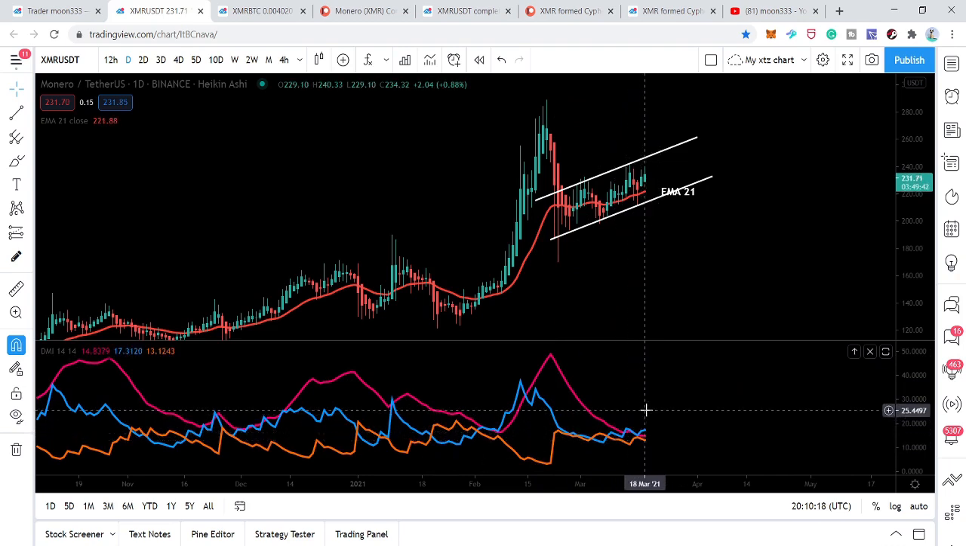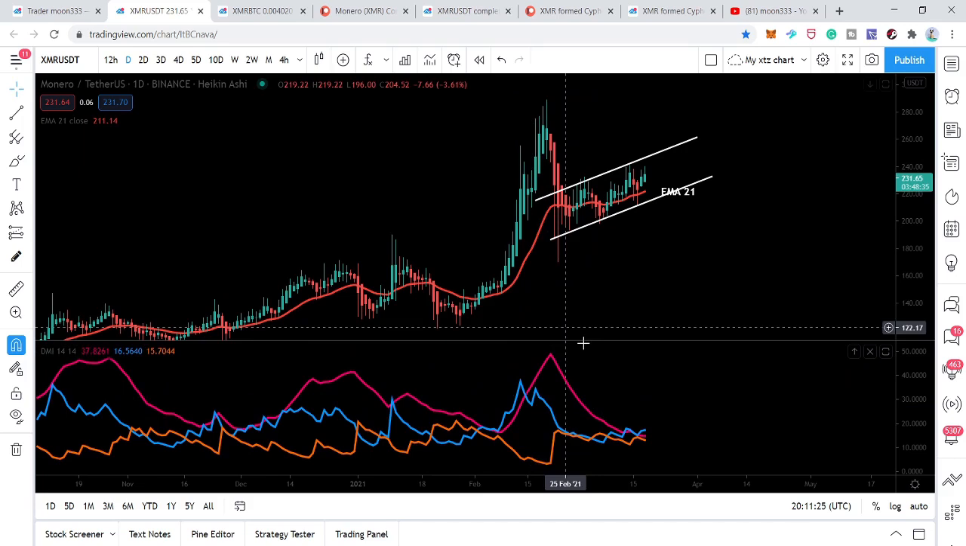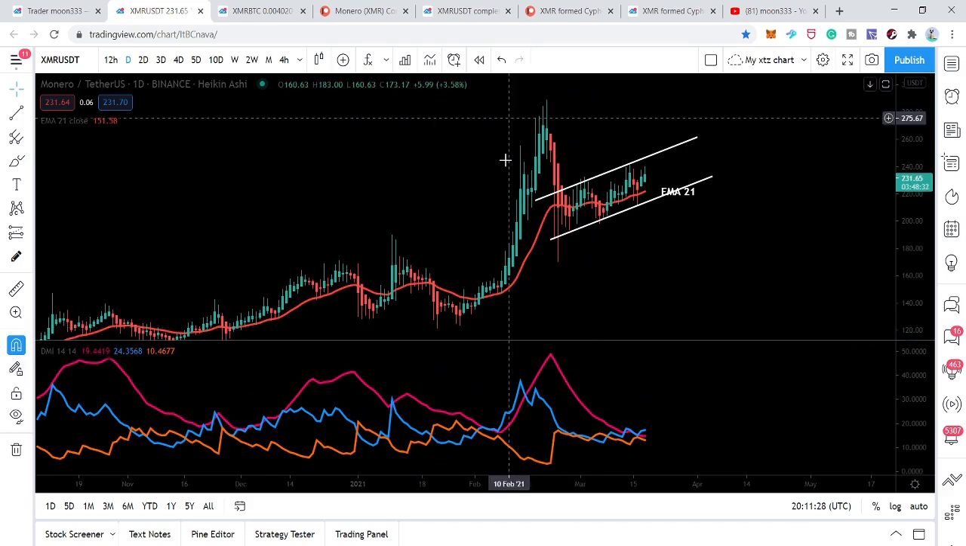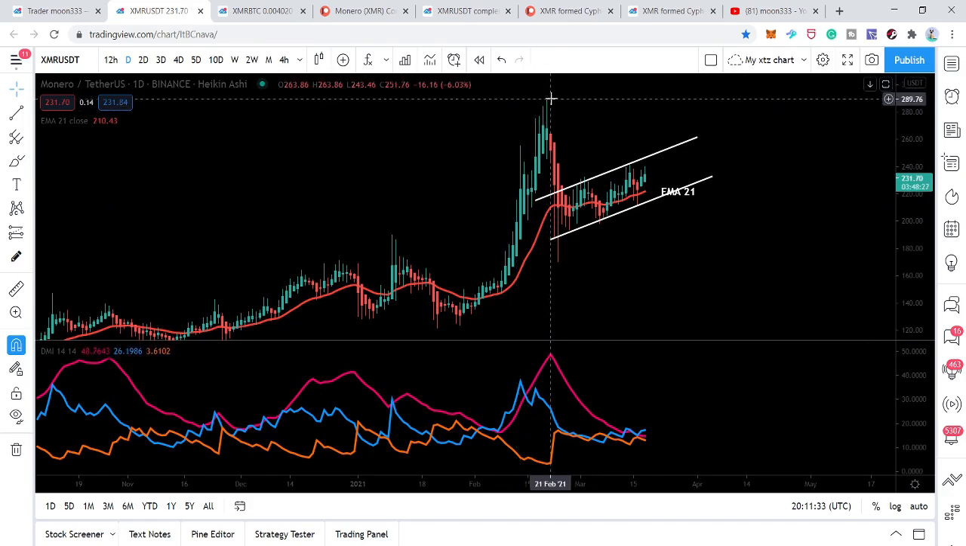I'm expecting that it will move up from here because it has formed a bullish reversal move as well on the 2-day chart. This is the daily time frame chart, and if ADX moves up like this, like we had previously, then we can have such a powerful rally again to the upside, and it can even break out this next resistance as well.